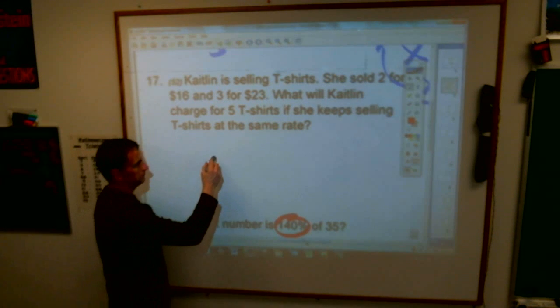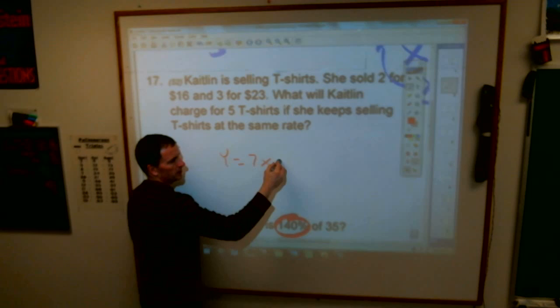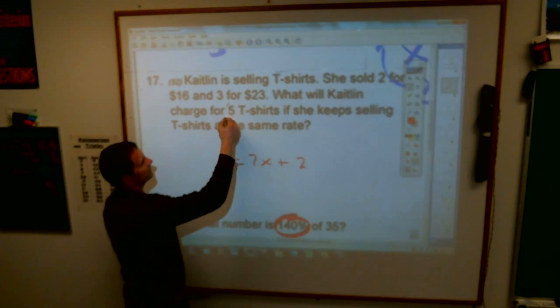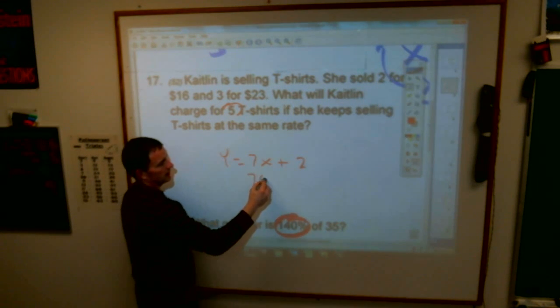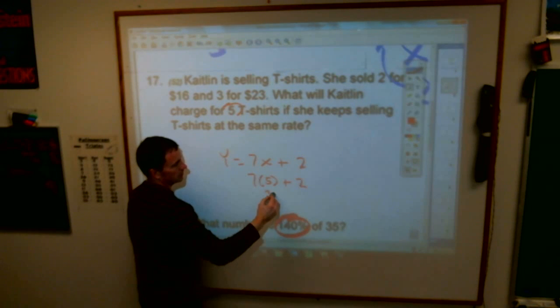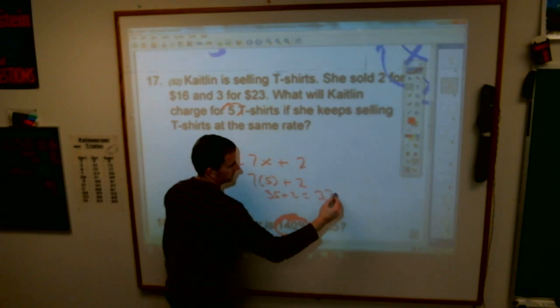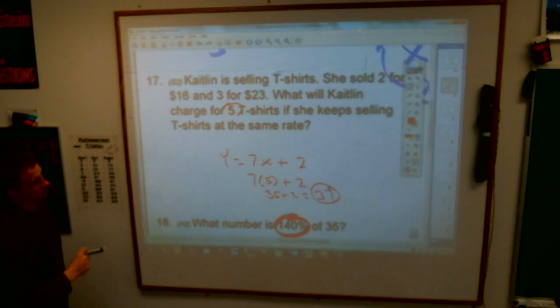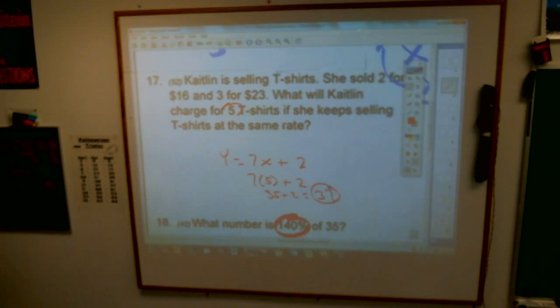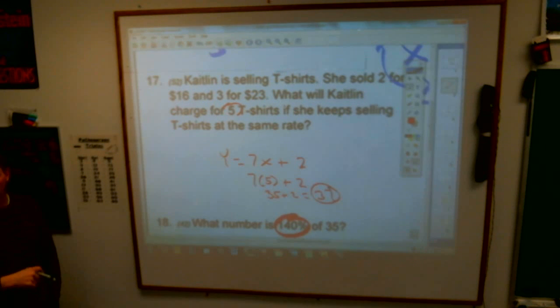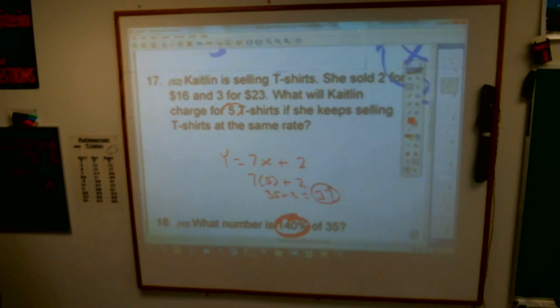What was the equation? Y equals 7x plus 2? And if x is 5, 7 times 5 plus 2 is 37. Is there another way to do that? Did anybody else come up with another way to get that one? Well, as long as you know that the common factor is 7, it's good.